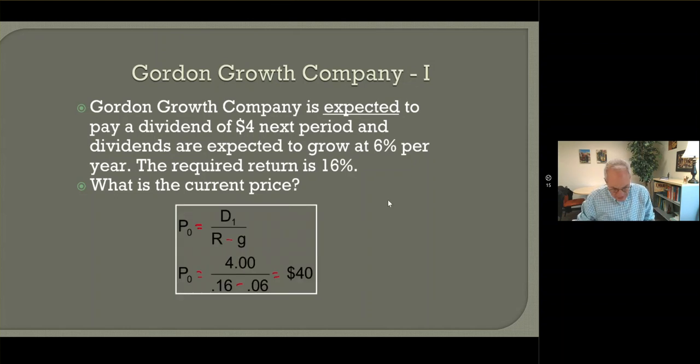All right, so here we have, notice the underlined word, expected to pay a $4 dividend next period. So we're going to assume periods, if it doesn't specify, just assume we're dealing with years. So this is going to be your D of 1, right there, D of 1. So we just plug $4 in, R minus G, 16 and 6, and you get a number of 40. That's it.